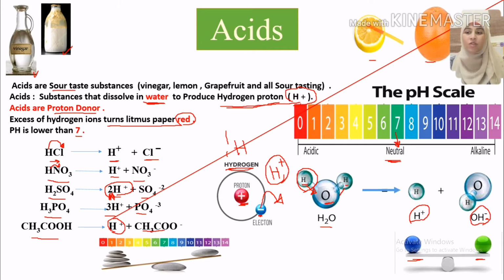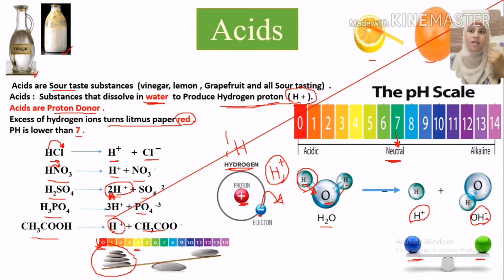By increasing the concentration of hydrogen protons, our balance will be unequal. We will have an excess concentration of hydrogen protons, so we will have an acidic solution. With a high concentration of hydrogen protons, the indicator solution is colored red or orange. If we have a weak concentration, we will have yellow color. So we are identifying acids.